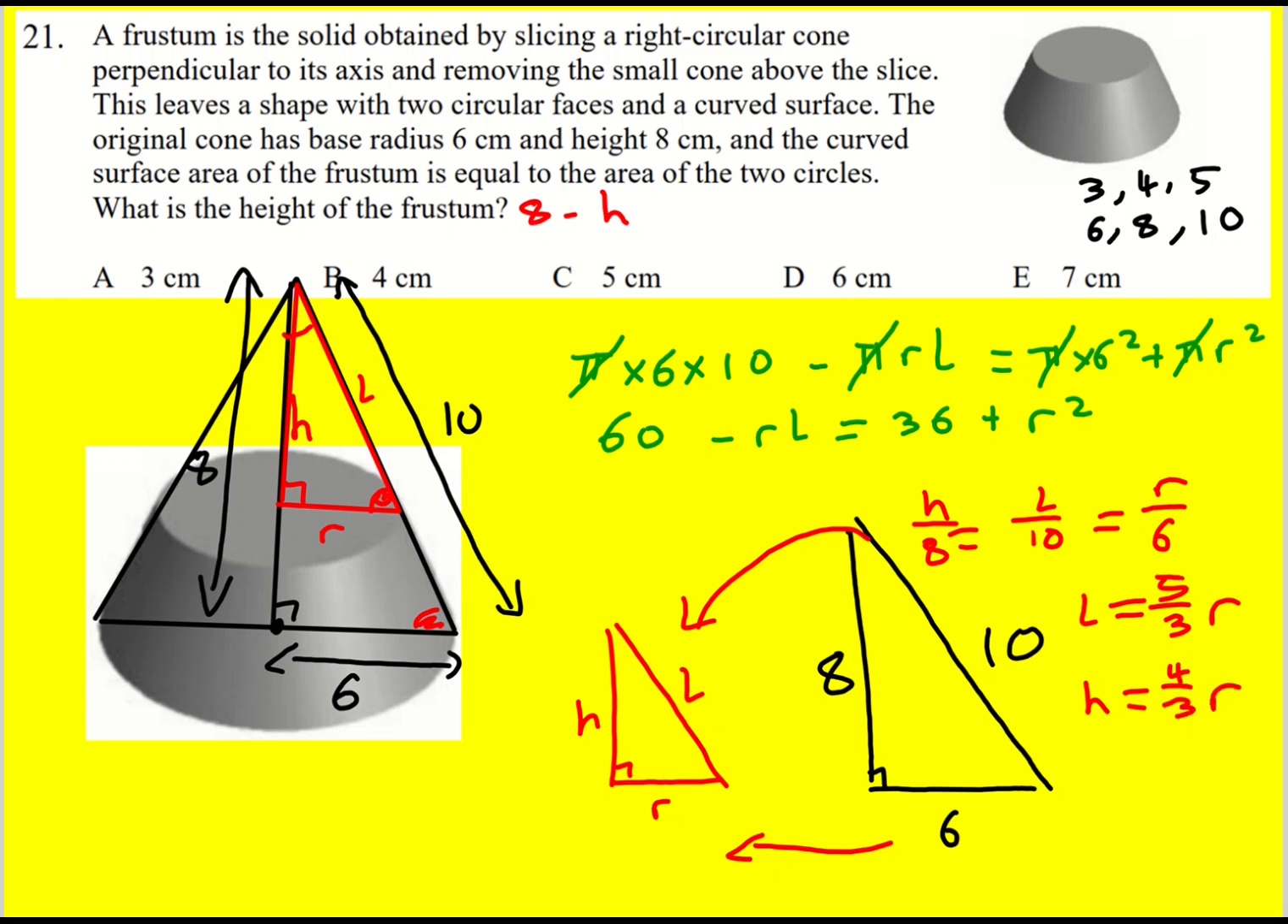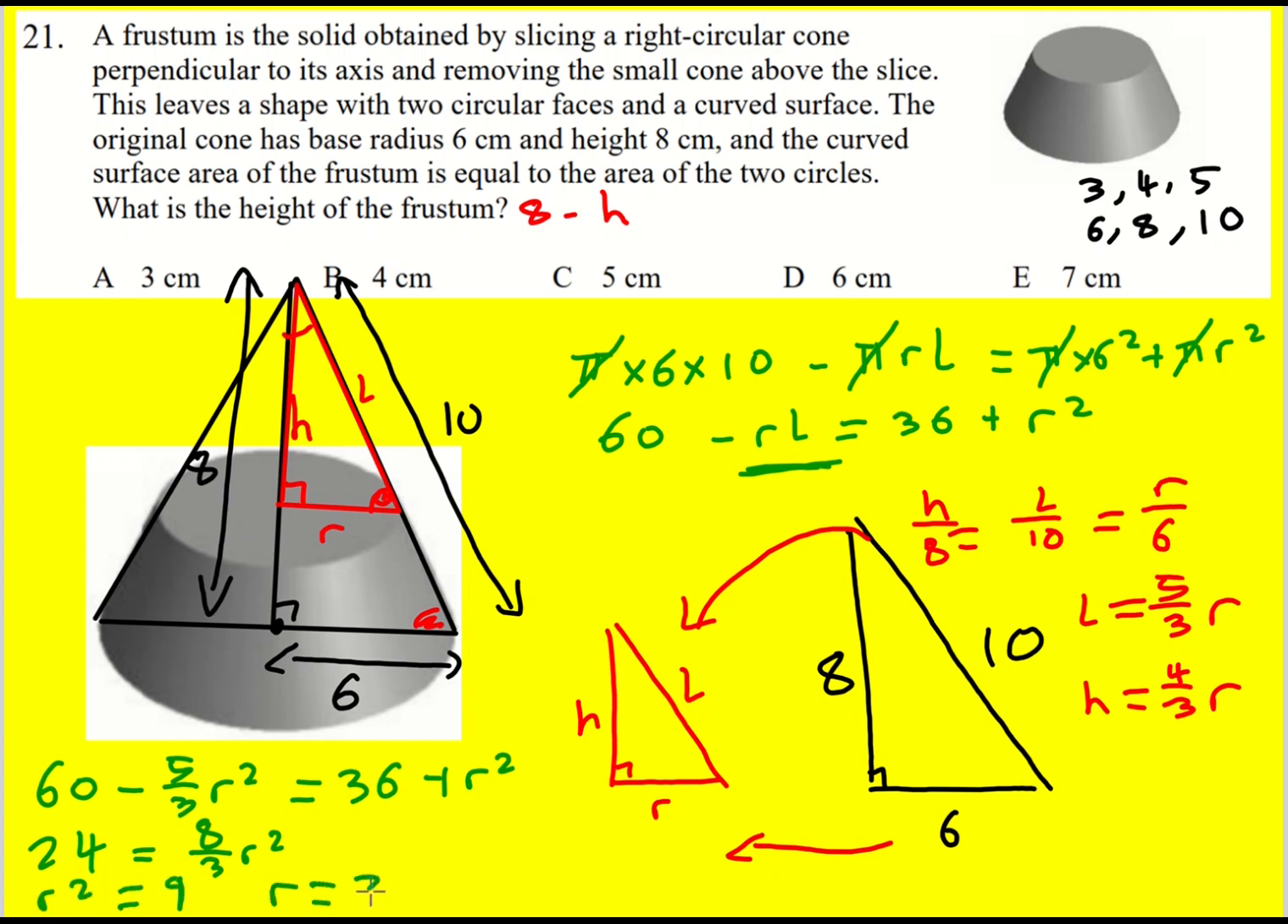So we are nearly there. I'm going to sub in for L into here. I'm going to solve for r, and then I'm going to be able to work out h, and I'm going to do 8 minus that to get the height of the frustum. Okay, I'm therefore going to have 60 minus 5/3 r squared equal to 36 plus r squared. That means that 24 is going to be 8 over 3 r squared. 5 over 3 plus 3 over 3. Divide through by 8 times through by 3. r squared is going to equal 9, which means r is equal to 3.